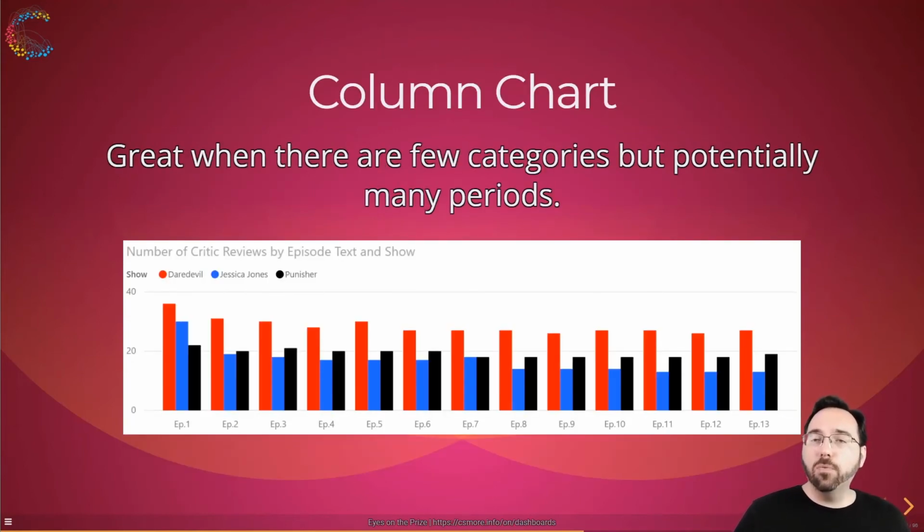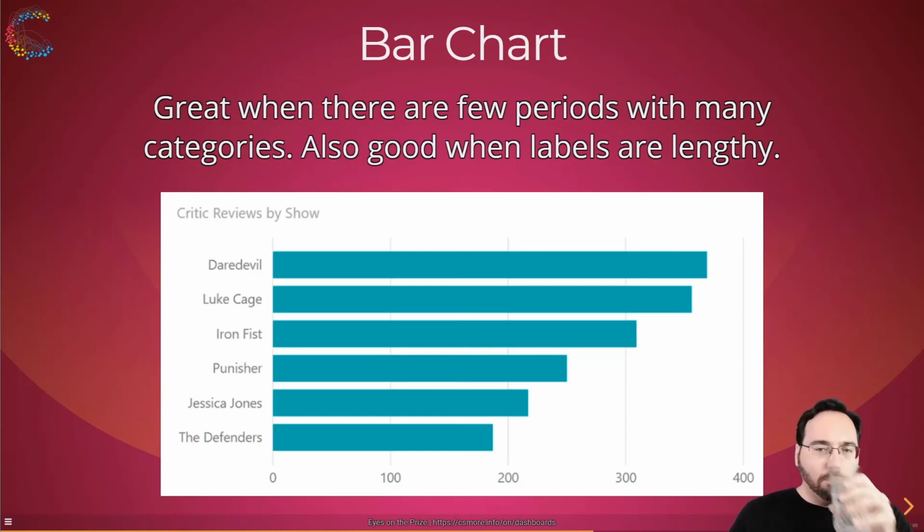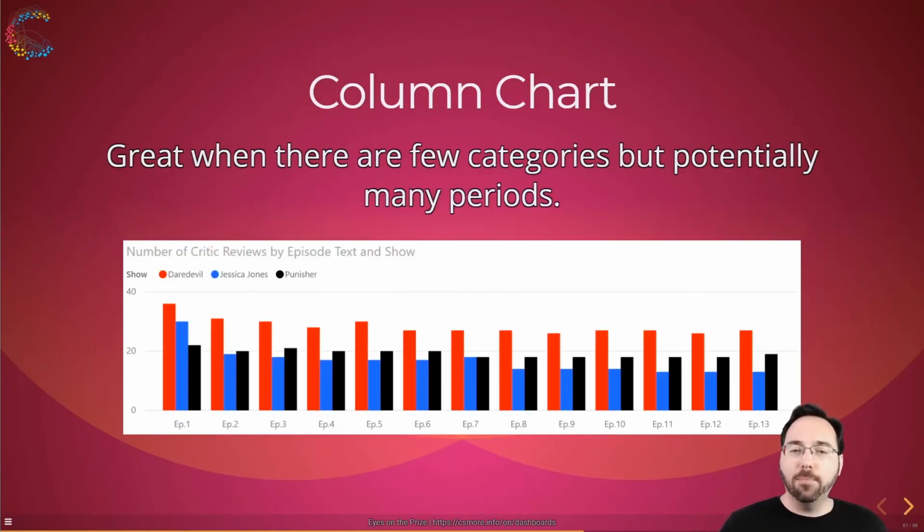Column charts are really good when you have a few categories but several periods. So here I have 13 episodes of a show, and I'm showing 3 different series, 3 different shows, and the number of critic reviews. By contrast, bar charts are good when you have, say, one period of time, but many categories. Also, if your labels are lengthy, bar charts are better. With a column chart, you'll notice that my label was very short, episode 1, EP.1.